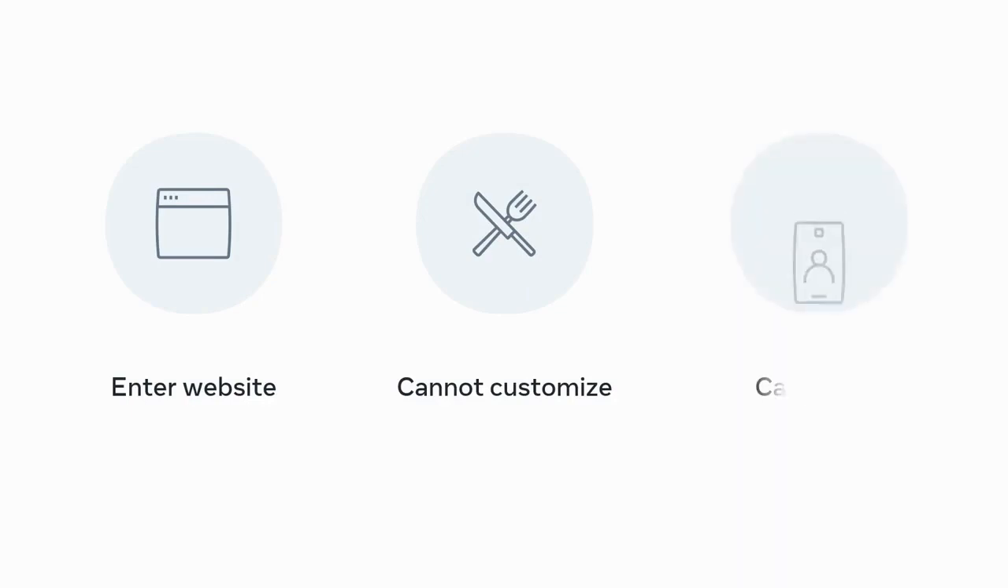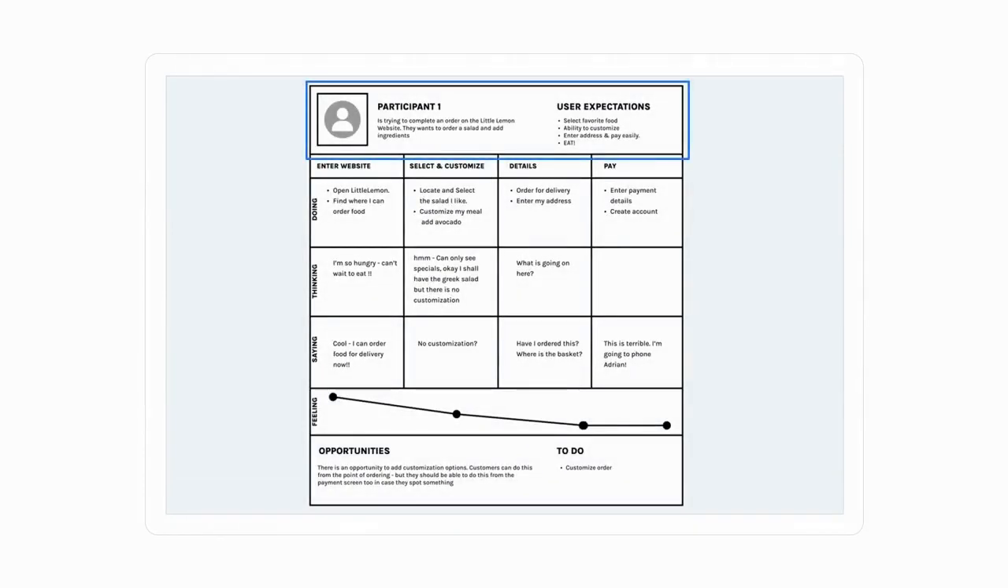The customer enters the website and selects her meal. She wants to customize her order. She realizes she cannot. She abandons and picks up the phone to call Adrian. From the top down of the customer journey map, you can list the customer's name, image, scenario, and expectations.